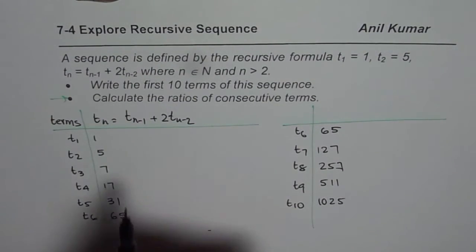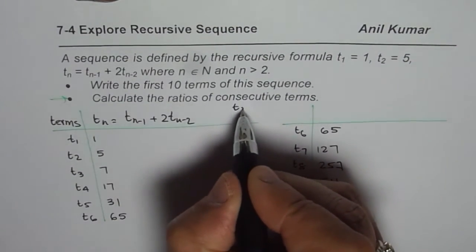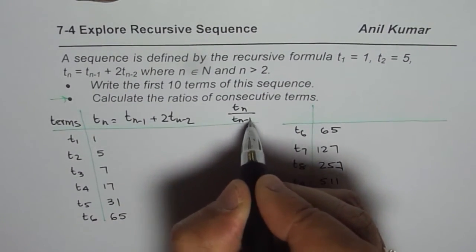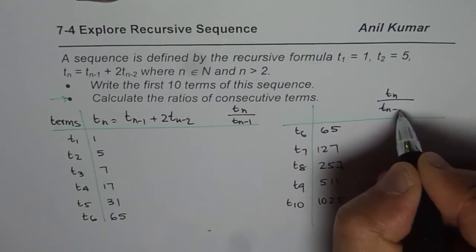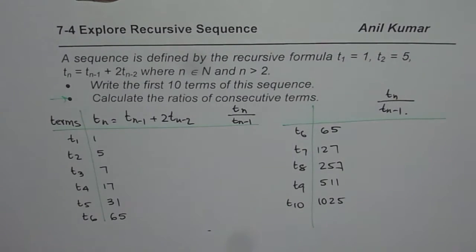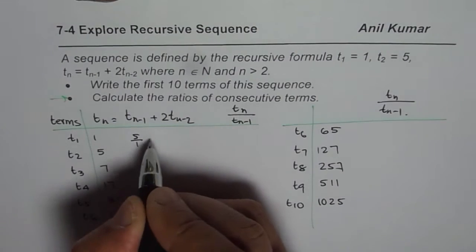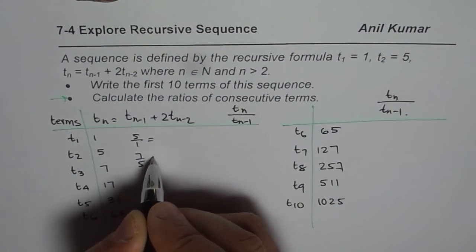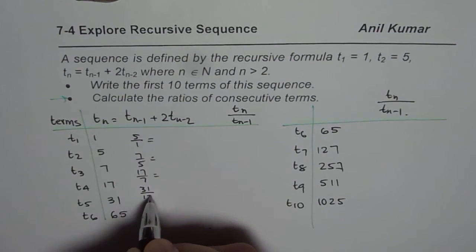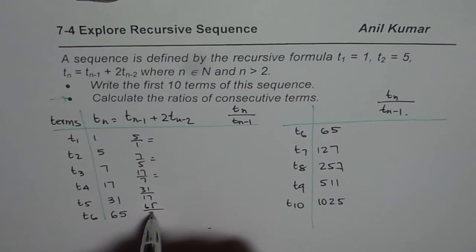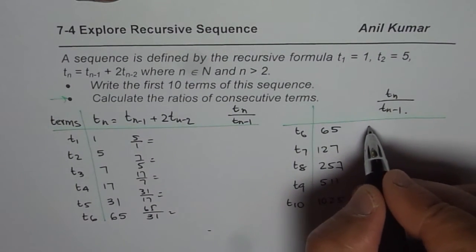Calculate the ratios. So ratio really means for us we want to calculate tn divided by tn minus 1. That is the ratio, tn divided by tn minus 1, right? So now I would like you to do that calculation. Let me write down what we are trying to do here. So we'll do 5 over 1, then 7 over 5, 17 over 7, 31 over 17, 65 over 31, right?